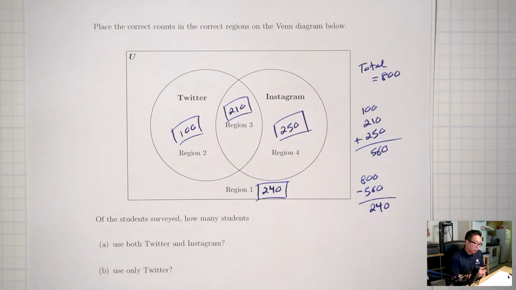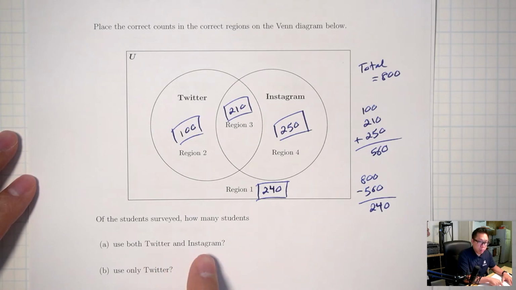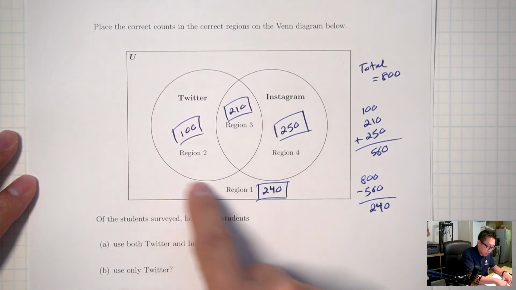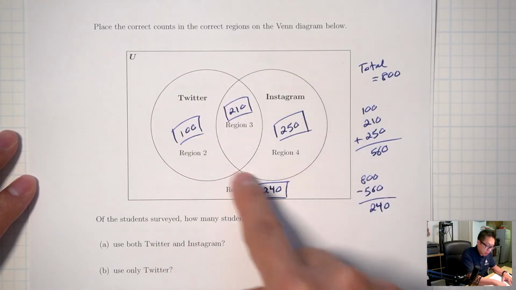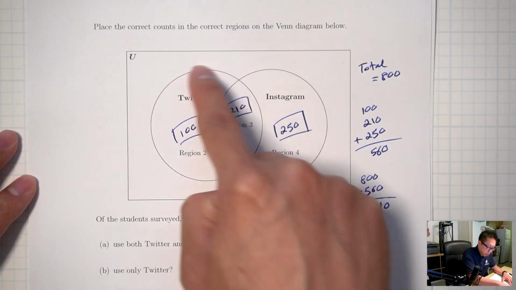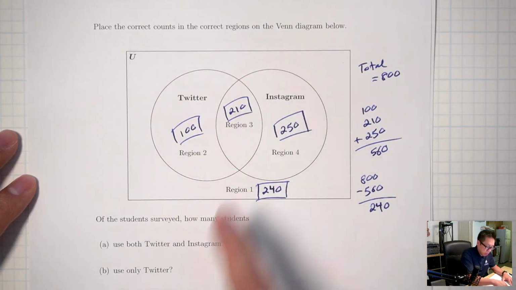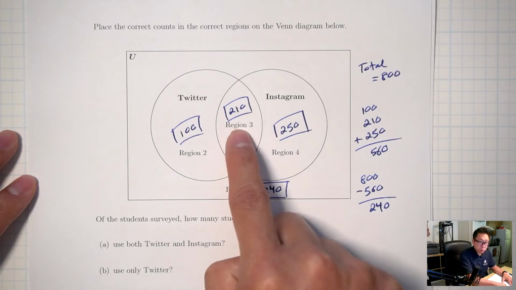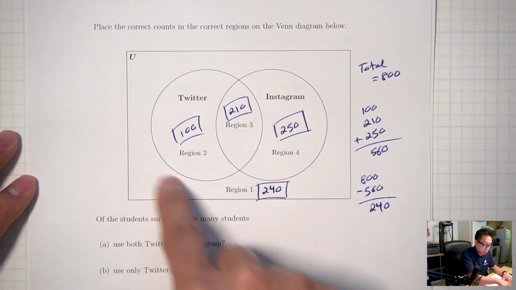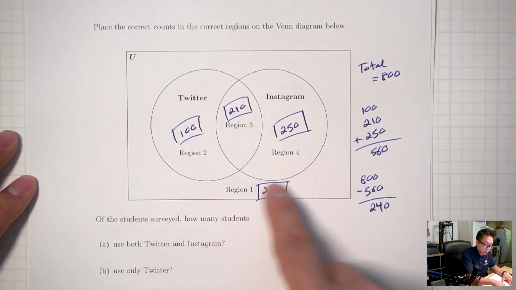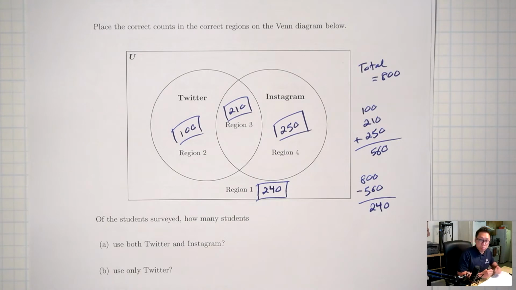Part A, how many students use both Twitter and Instagram? So this is saying what number is in both Twitter and Instagram at the same time. Inside Twitter, inside Instagram. So that would be region 3, right? So region 3 is inside Twitter and at the same time inside Instagram. It's going to be 210.